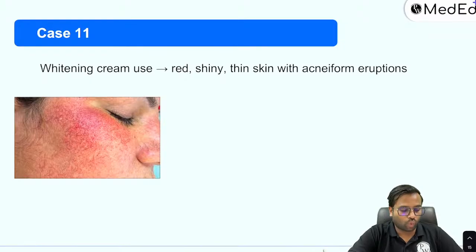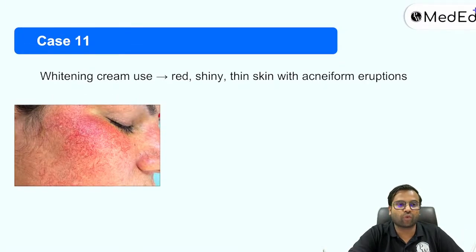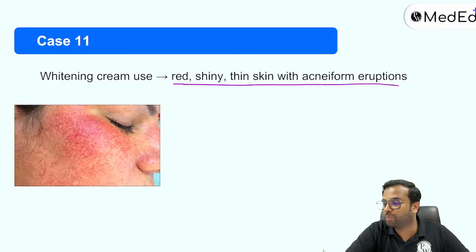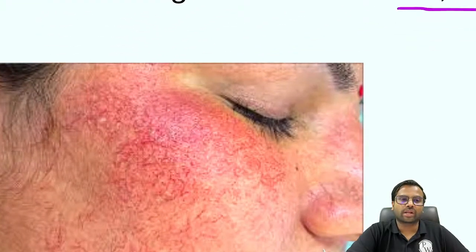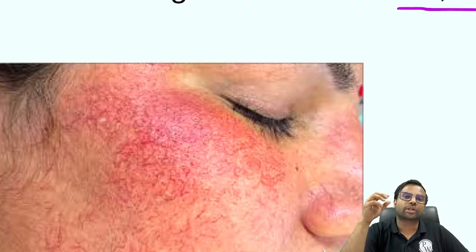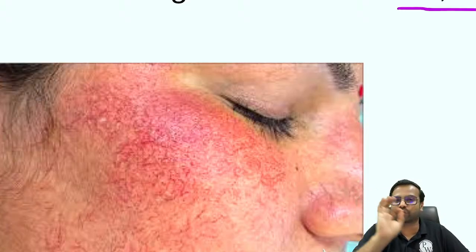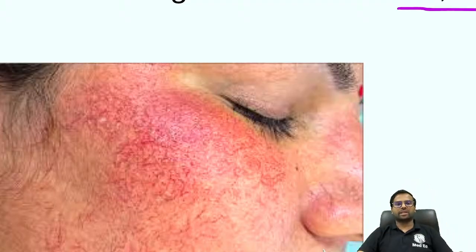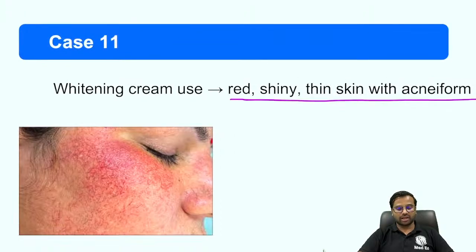Now, next one. Once again, a patient is using a whitening cream, and after that, the patient is developing red, shiny, thin skin with acneiform eruptions. What is this? I will zoom this image for you. Earlier, somebody was using a whitening cream. After that, some allergic kind of reaction had happened, right? The allergic reaction I told you about can be because of allergic contact dermatitis. But now what happened? After using a whitening cream, the patient is not coming because of an allergic reaction, but the patient is feeling that the skin is becoming more thin.